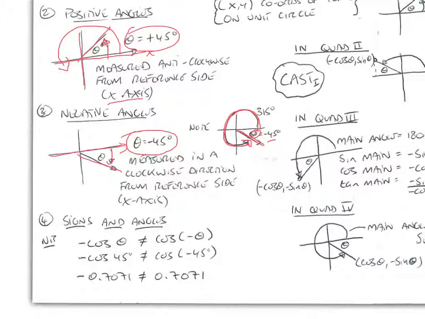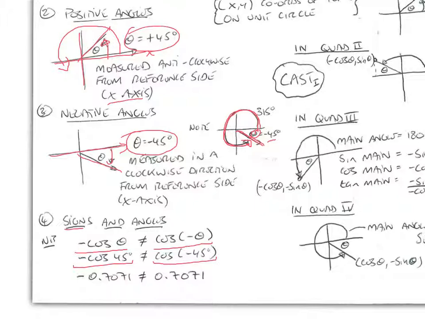And if we just talk for a second about positive and negative signs and angles. It's important to realise and know that minus cos theta is not equal to cos of minus theta. So if we have an angle of 45 degrees, minus cos of 45 degrees is not the same as cos of minus 45 degrees.